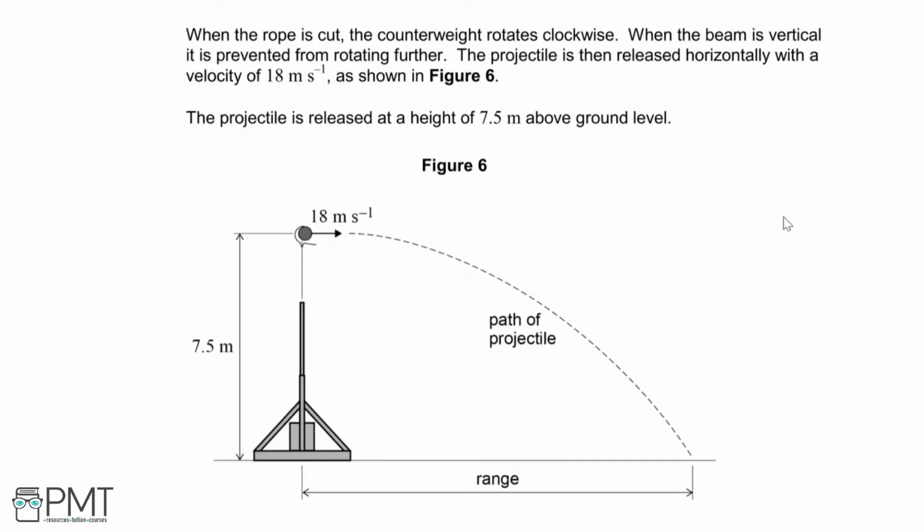When the rope is cut, the counterweight rotates clockwise. When the beam is vertical, it is prevented from rotating further. The projectile is then released horizontally with a velocity of 18 meters per second, as shown in figure 6. The projectile is released at a height of 7.5 meters above ground level. And then we've got a diagram that's basically showing that. So you can see that kind of parabolic path of the projectile.